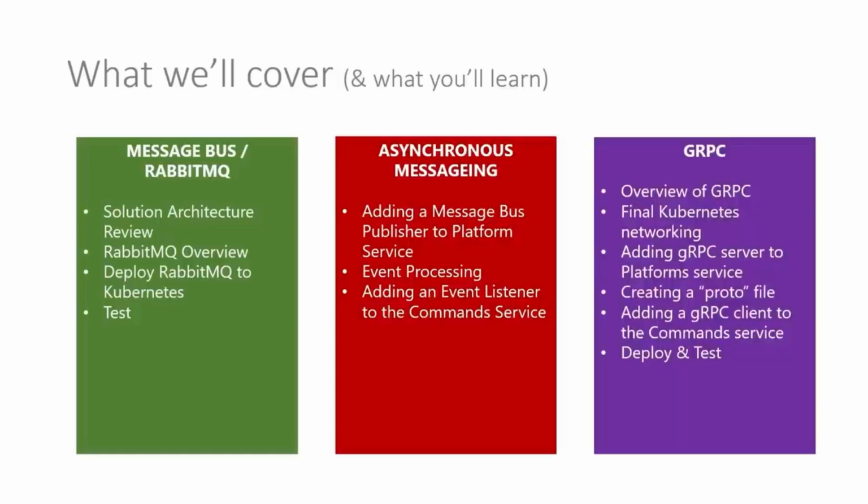And then to round out the course, we look at gRPC, so an overview of what gRPC is, why you would use it, all that kind of stuff. We'll do some final networking configuration inside Kubernetes. We'll then add a gRPC server to our platform service, we create a proto file or a protobuf file, and then we add a gRPC client to the commands service. And to round it off, we deploy all that and we test it all end to end.